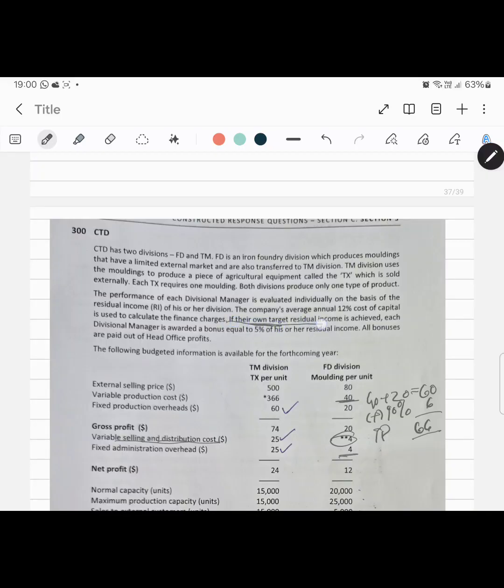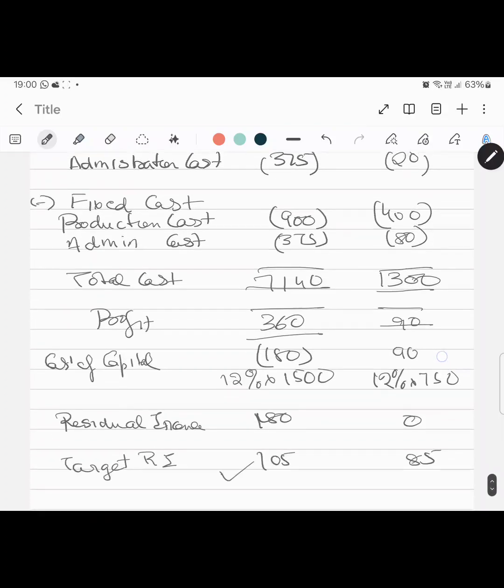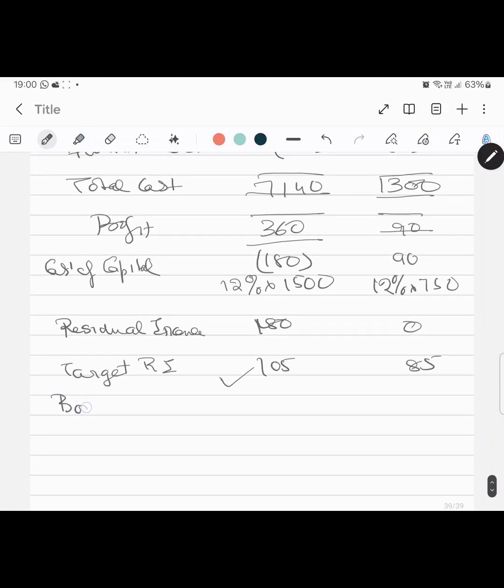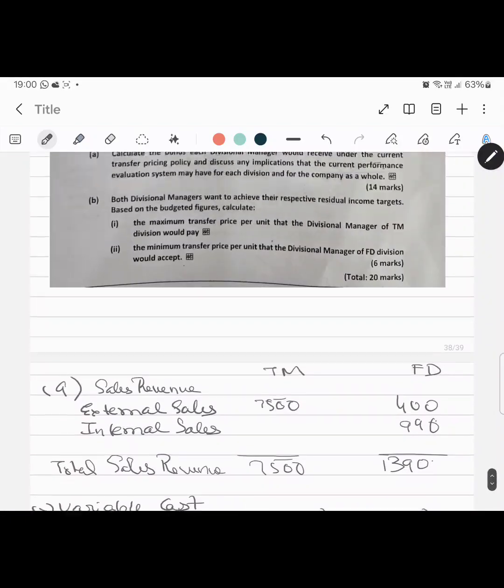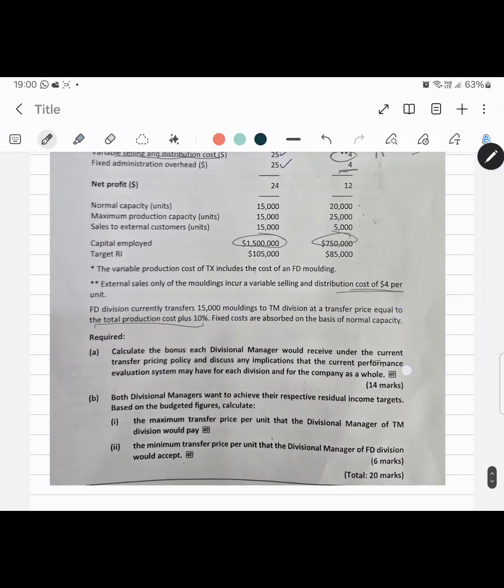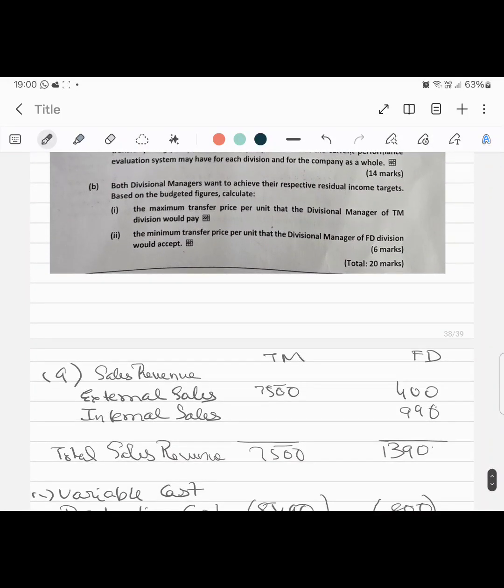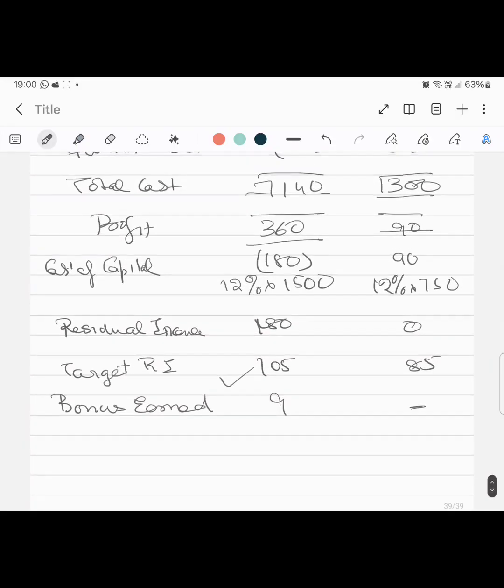If the own target of residual income is achieved, each divisional manager is awarded a bonus of 5% of his or her residual income. So the bonus earned is 5% of 180, that is 9, and over here it's nil. Now the rest of the part is discursive and we can do it later. And let's jump on to part B.